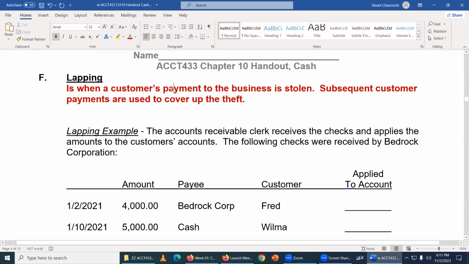Okay. So customer payments. This often happens when incompatible duties are combined. For instance, if you give checks to the accounts receivable clerk, the accounts receivable clerk could set up an account to take one of those checks and keep it and then write off the account or something like that. But it could also be used in a lapping example like we're going to have here.